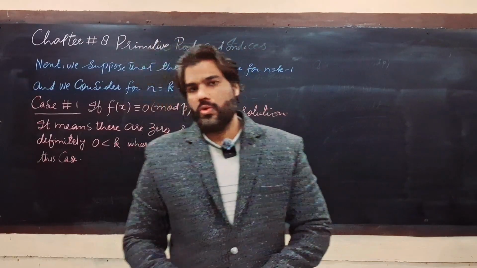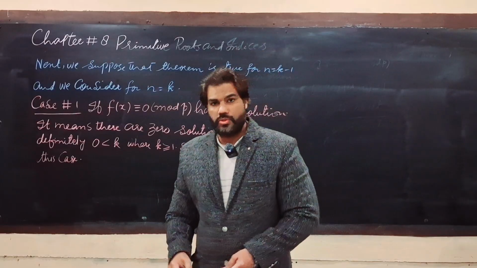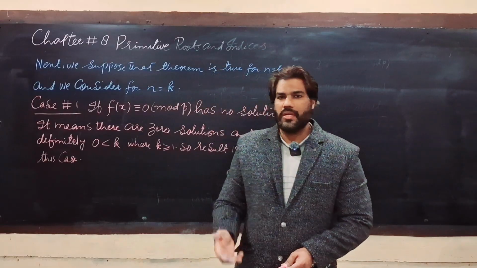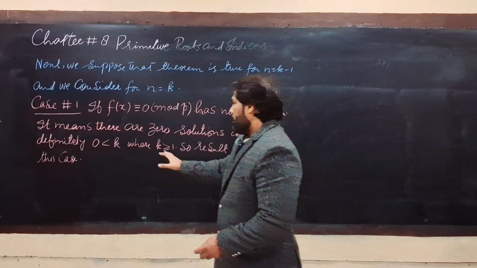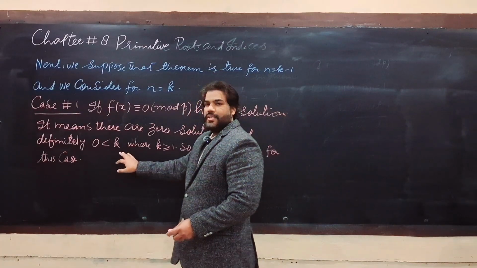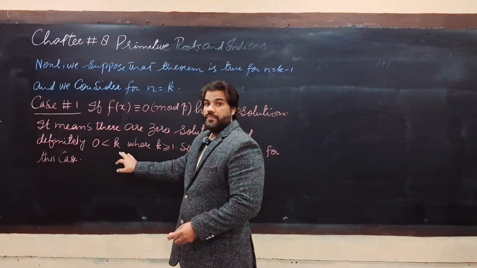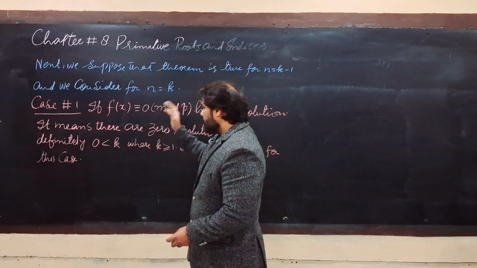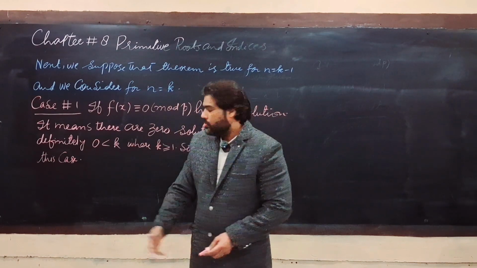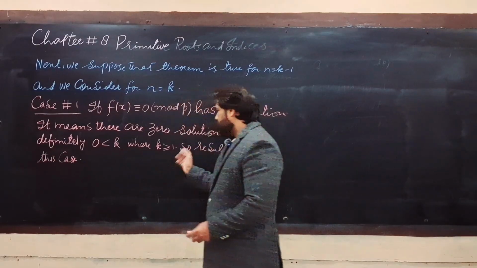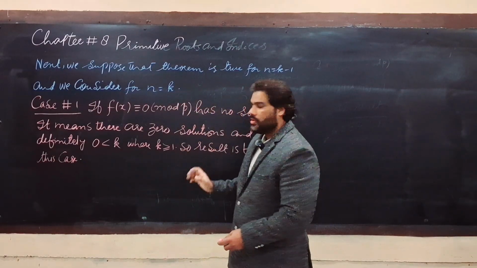So when you say your congruence f of x congruent to 0 modulo p has no solution, it means the number of solutions is 0, and 0 is definitely less than k. k means the degree. So if the degree is k, then the number of incongruent solutions will be at most k. So 0 is always less than k for any k greater than 1. So this result holds according to the theorem.